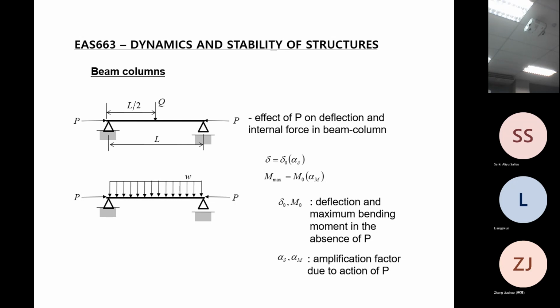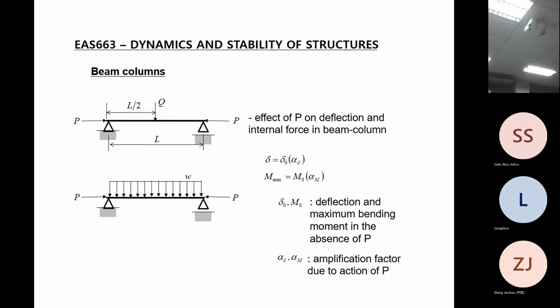These two equations give you the deflection and also the maximum bending moment. The maximum bending moment for this case happens here at the midspan, and the maximum deflection also happens at the midspan. Here, delta subscript 0 is the deflection in the case where there is no axial force, and M subscript 0 is the maximum bending moment at the midspan when there is no axial force.